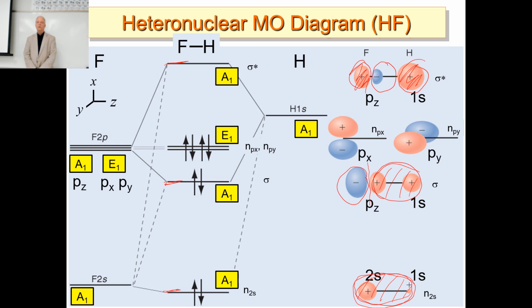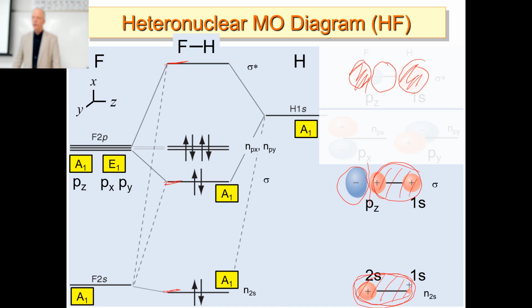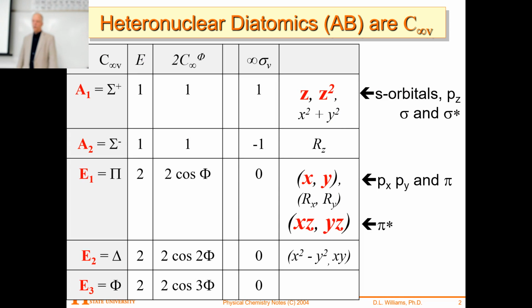Will all heteronuclear molecules have an E1 somewhere? Yes, the pi and the pi stars will be E1s. And you can go back to that character table in the previous slide to see that. Let me back up a little bit. See that E1? Those are the pi and the pi star symmetries, and those are also the PX and PY symmetries. So the PX and PY in these heteronuclear diatomics will always be E1, and they'll mix to form E1s.